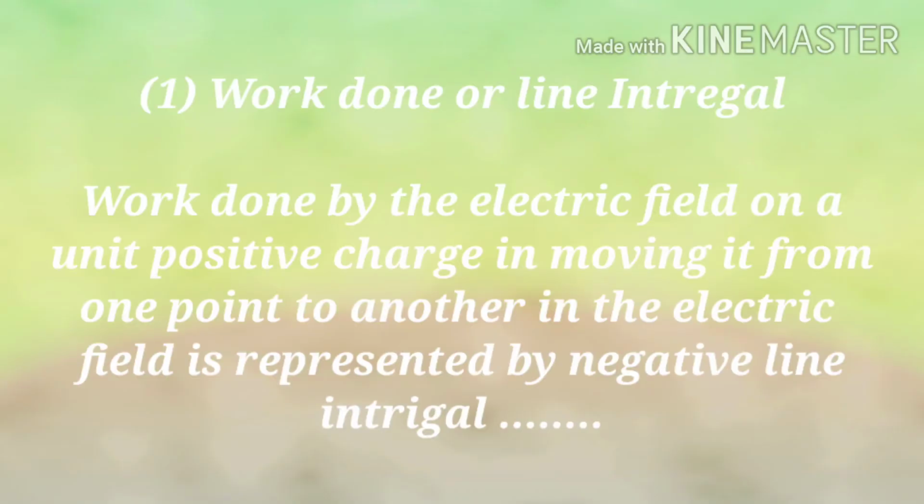Now let's start with number 1, work done by electric field or line integral of electric field. Work done by the electric field on a unit positive charge in moving it from one point to another in an electrostatic field is represented by the negative line integral of electric field. That is, W_AB is equal to integration of dW is equal to minus integration from A to B of E vector dot dL vector. Using the value of E, we can write minus integration from A to B of Q1 Q0 by 4 pi epsilon naught L square dL.